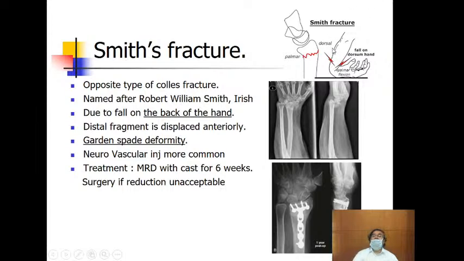Coming to Smith's fracture, they say this is opposite to Colles fracture. Colles fracture has dorsal displacement. This is palmar displacement. Named after Dr. Smith, and this is called the garden spade deformity. Colles is a dinner fork deformity, and this is the garden spade deformity. And here we usually do surgery, because neurovascular injuries are much more common here when compared with Colles fracture, because the nerves and vessels are in close association with the displaced fragment here. That is Smith's for you.